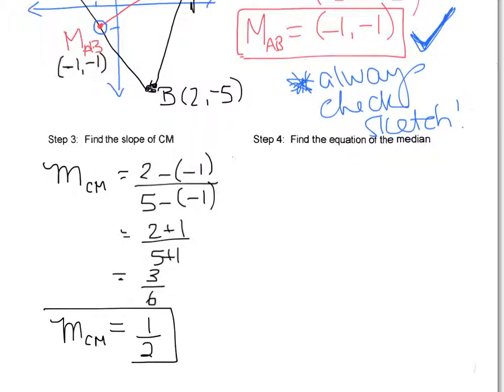Notice I've been putting boxes around the answers just because we're going to have so many slopes and points in our solutions that we want to be able to find what we need when we're using them in the last step.